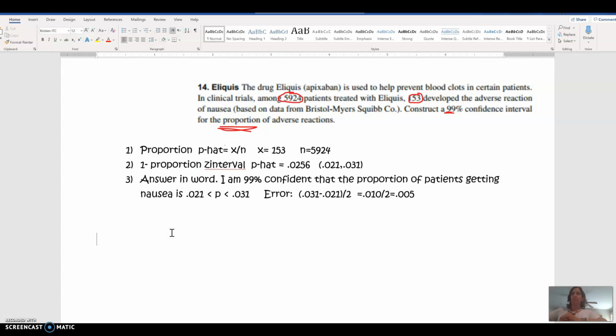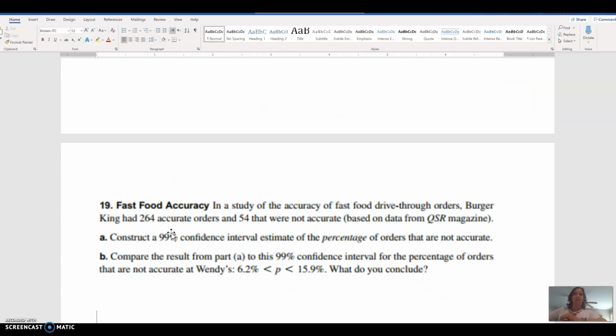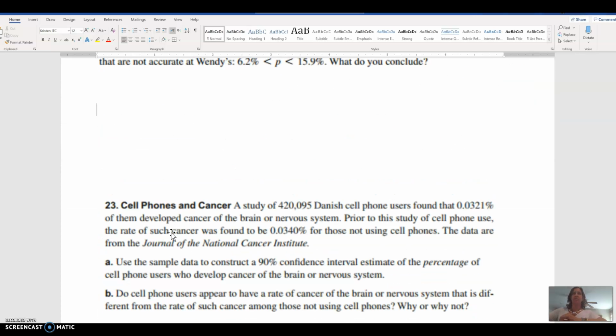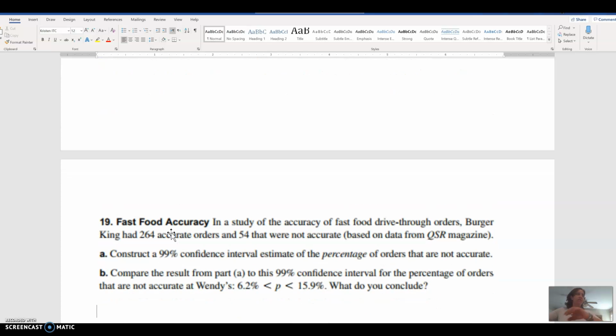And let's do another one. So this is also from 17.1. And this one is also about a sample proportion. So this is again with fast food at a drive-through. So now they're saying that they want the study of the accuracy of fast food drive-thrus. We did one like this with McDonald's. So this one is for Burger King.